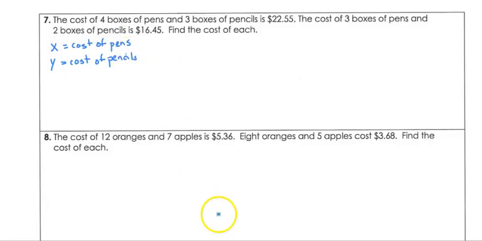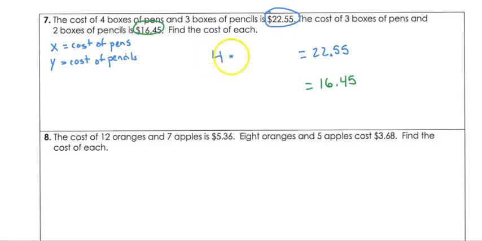Now to figure out what my equation should look like, I'm looking for two totals. The first thing they tell me is buying 4 boxes of pens and 3 boxes of pencils is $22.55. So that's one of my totals. So I'm going to have one equation that is equal to $22.55. And then the second combination is $16.45, so I'm going to have a second equation that is equal to $16.45.